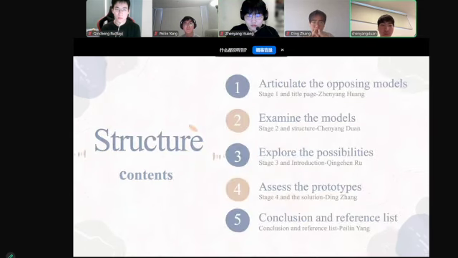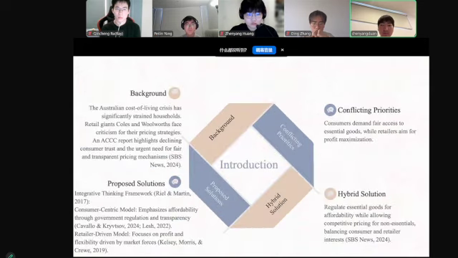This is our structure. We have 5 parts. I will make an introduction of our presentation. The first is background. The ongoing cost of living crisis has significantly strained households. Retail giants, Coles and Woolworths, face criticism for their pricing strategies. The ACCC report highlights the declining consumer trust and the urgent need for fair and transparent pricing mechanisms.